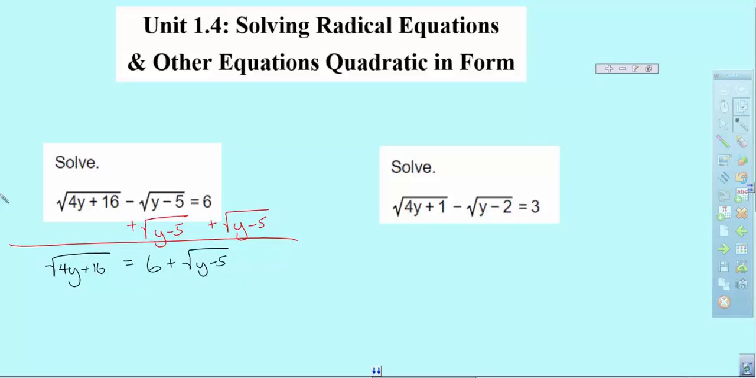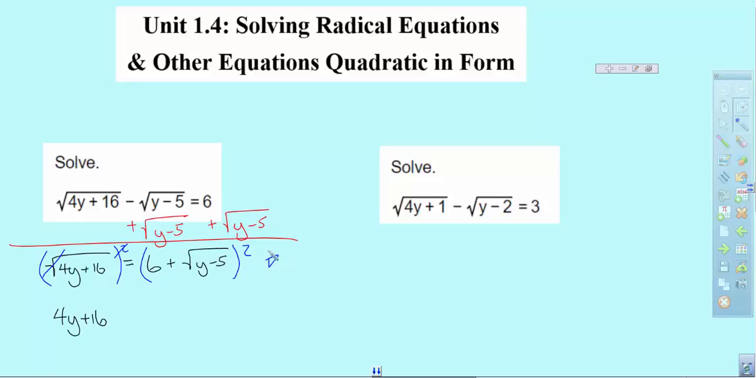At this point, you remember the thing that we wanted to do was square both sides to be able to get rid of the radical. Our goal was to get rid of the radical. Obviously that'll take care of that one because the square and the square root will cancel, and on this side we'll be left with 4y plus 16. Well, in algebra, to keep things balanced, if you do something to one side, you must do the same thing to the other side. So that's where it gets ugly.